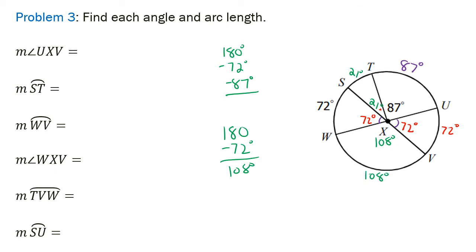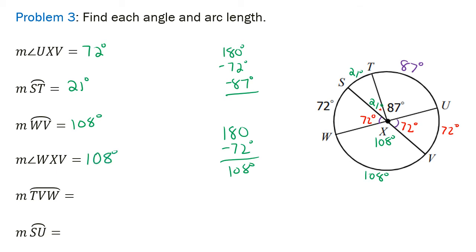So now that we actually know all the central angles and all the arcs, we can just list the information here on the left-hand side. So angle UXV would be 72 degrees. Arc ST is 21 degrees. Arc VW is 108 degrees. Angle WXV is 108 degrees.